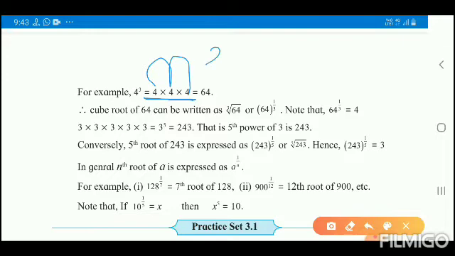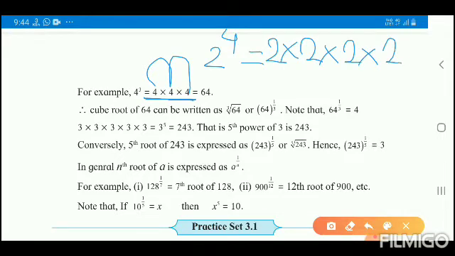Suppose I write here 2 raised to 4. What is meant by this? To find 2 raised to 4, we have to write 2 multiplied by 2 multiplied by 2, how many times? 4 times. And then the answer will be 2 2s are 4, 4 2s are 8, 8 2s are 16.